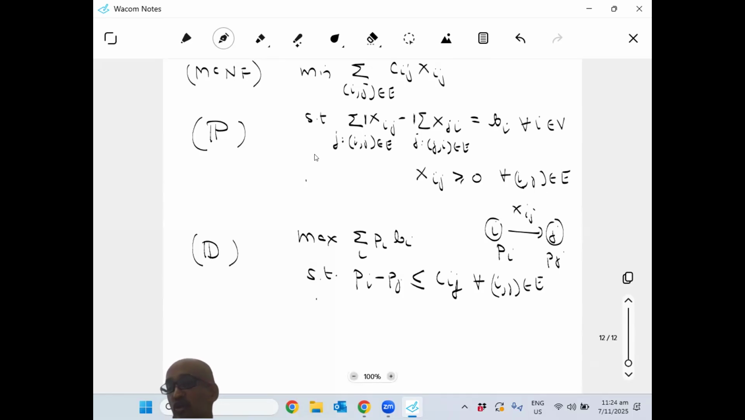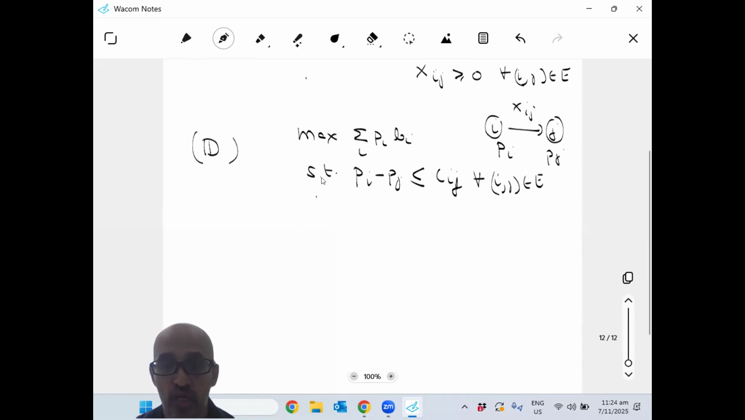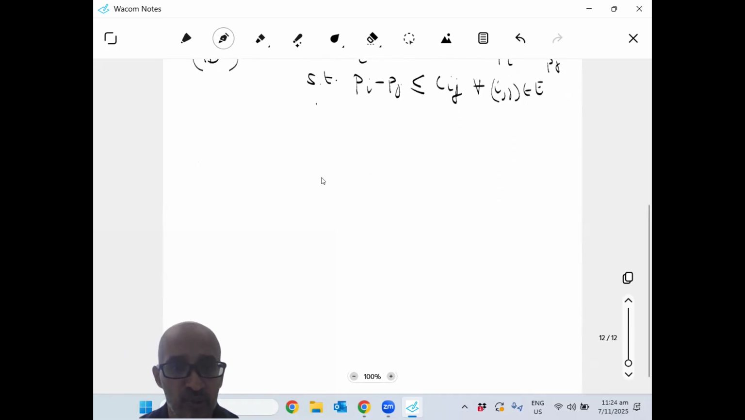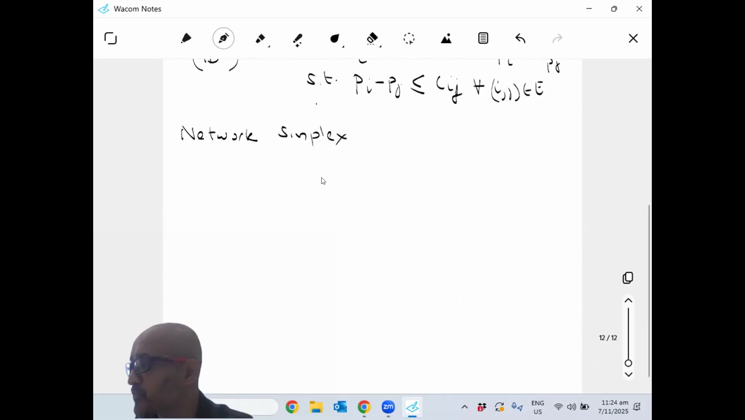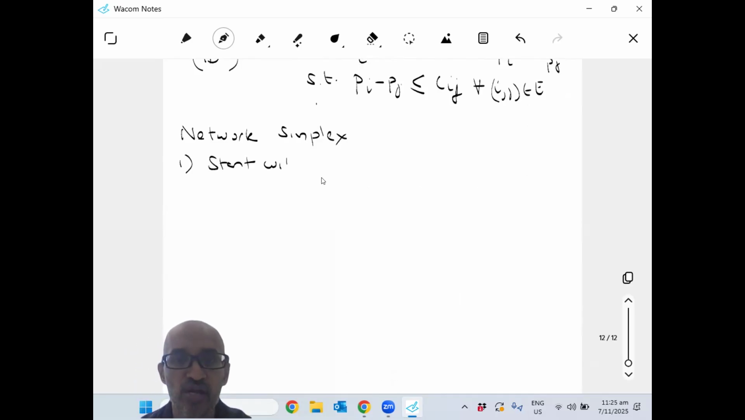The key in this is there are exactly two variables in every constraint, which corresponds to the link. Okay. Is that clear? The dual formulation? Okay. So now let's look at network simplex. We're not going to do the full algorithm. I just want to give you the key ideas. So network simplex. One, start with a feasible tree.